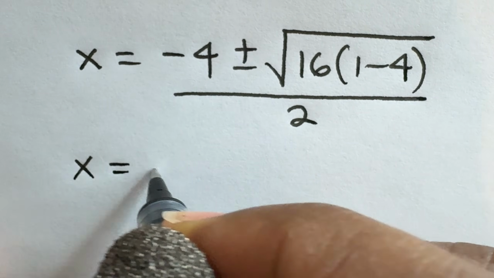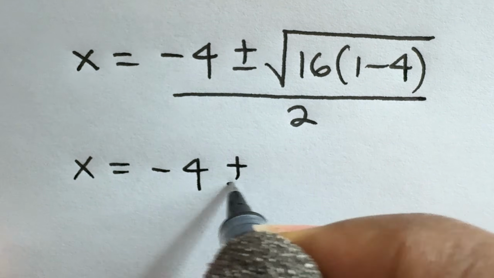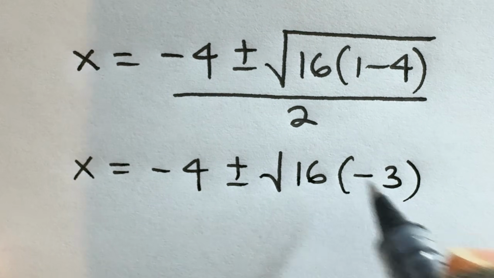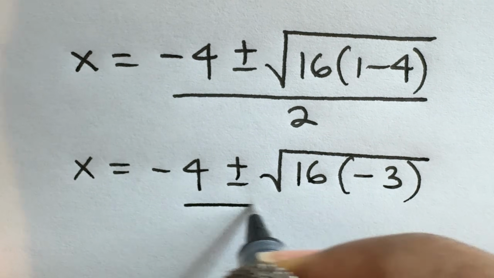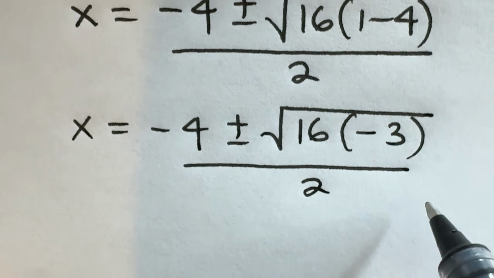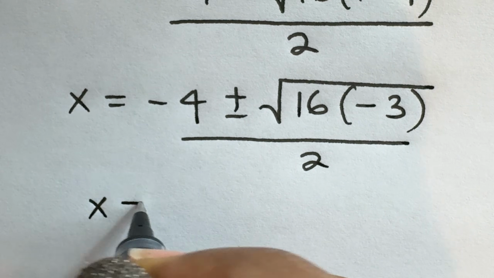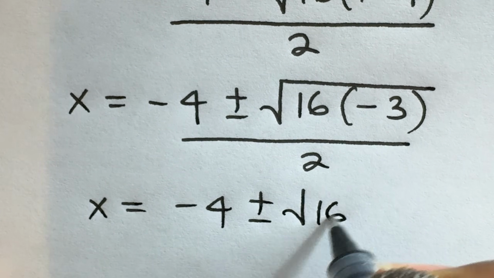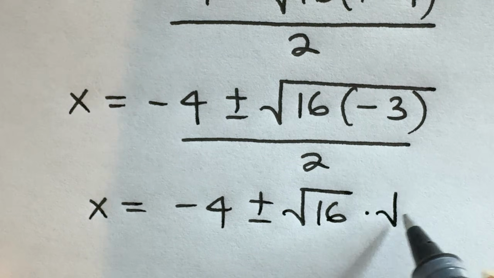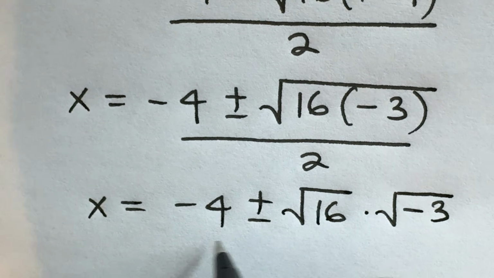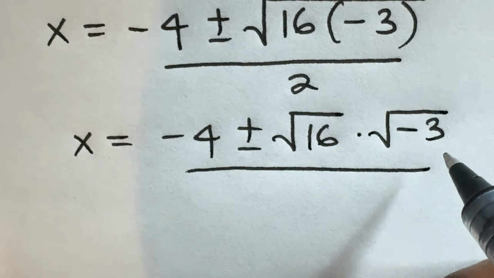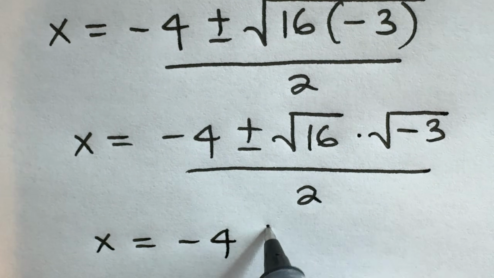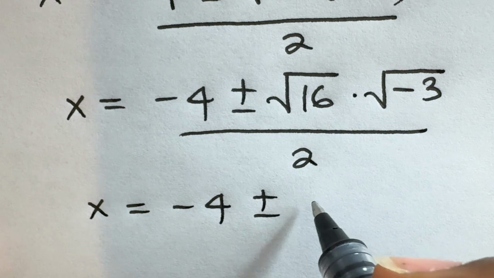x is equal to minus 4 plus or minus square root of 16 times minus 3, divided by 2. We can also write this as x is equal to minus 4 plus or minus root 16 times root negative 3, divided by 2, giving us x is equal to minus 4 plus or minus square root of 16 is 4.